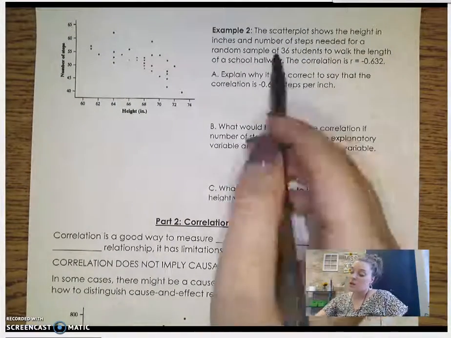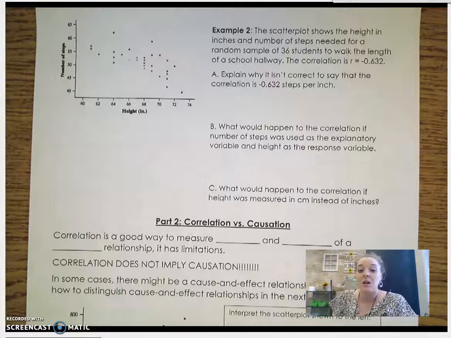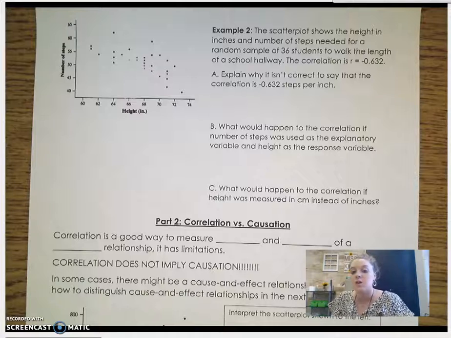So the example says that the scatter plot shows the height in inches and number of steps needed for a random sample of 36 students to walk the length of a school hallway. The correlation is R equals negative 0.632. Explain why it isn't correct to say that the correlation is negative 0.632 steps per inch.